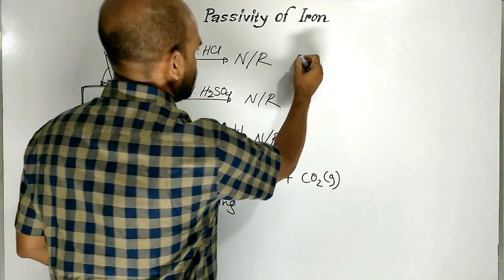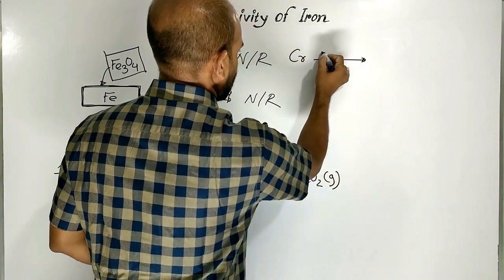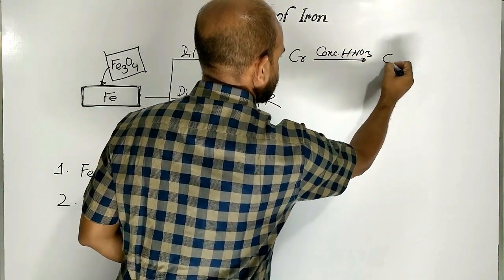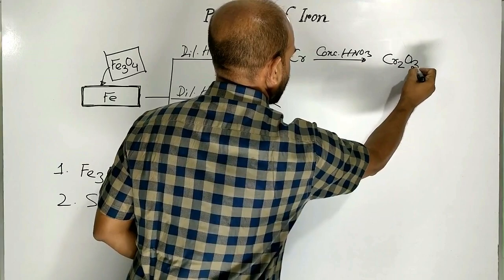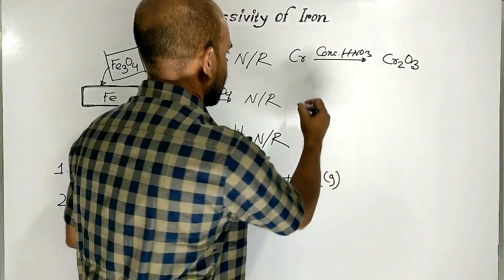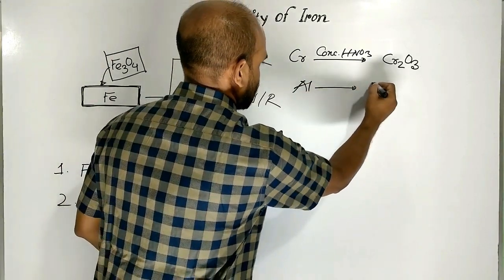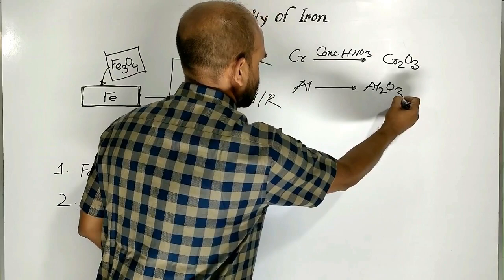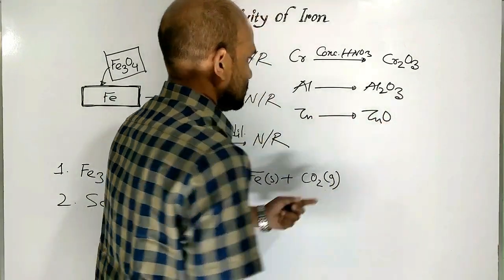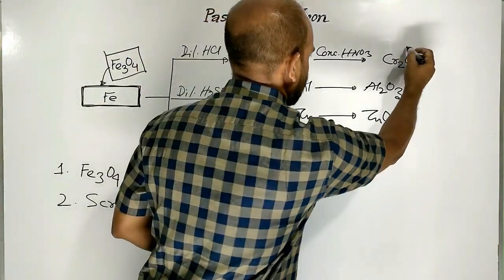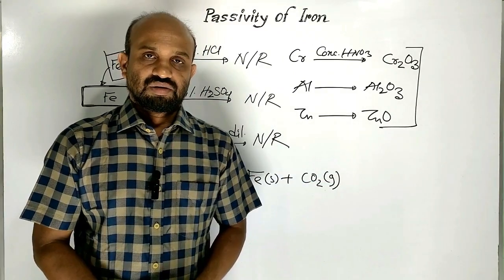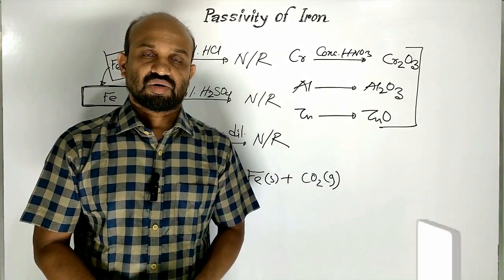In case of chromium, in presence of concentrated nitric acid, it turns into chromic oxide, a kind of inert oxide. In case of aluminium, it turns into aluminium oxide. In case of zinc, it turns into zinc oxide. These are the inert layers of metal oxides that prevent further reactions of metals.